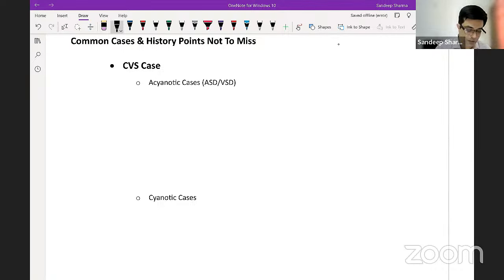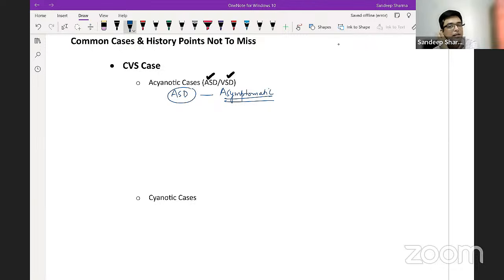If you get a cardiovascular case, a CVS case in the patient, and it is an acyanotic case, the 2 acyanotic cases which can be given to you are ASD and VSD, right? Remember that ASD patients will usually be asymptomatic. So you will not mention any heart disease in the patient. You can say, sir, the patient has been treated for another illness and on examination at that place, he was suspected to have a heart disease. So the examiner can then ask you, what is the heart disease which can be asymptomatic in this illness?